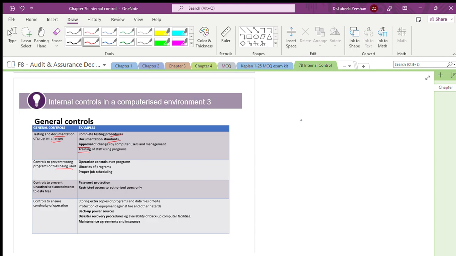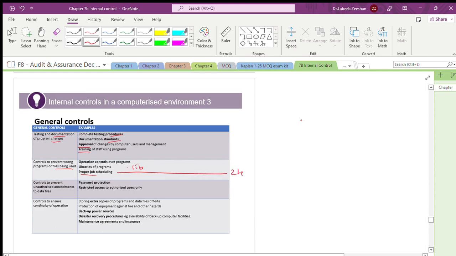You are talking about LIB programs. These are all technical, IT related terminology. You are talking about the library of programs and having proper job scheduling. How are we going to transfer from one to another? See what happens when you are talking about proper job scheduling.